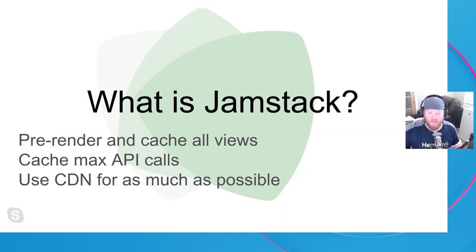And then the third one is use your CDN. Rely on your CDN as much as you possibly can. Put as much of your app on a CDN as you possibly can so that your user isn't constantly coming to visit your server. As a production team, you want the user to visit the CDN as much as possible and not come to the server. Those are the pillars of the Jamstack: pre-render your site, cache as many API calls as you can, and then put everything out on the CDN.